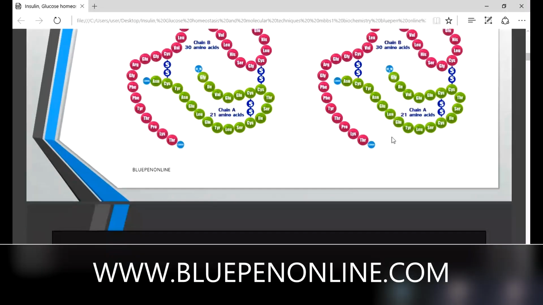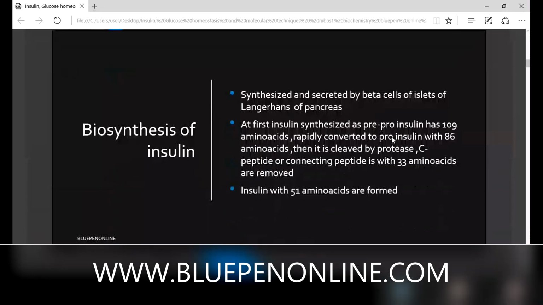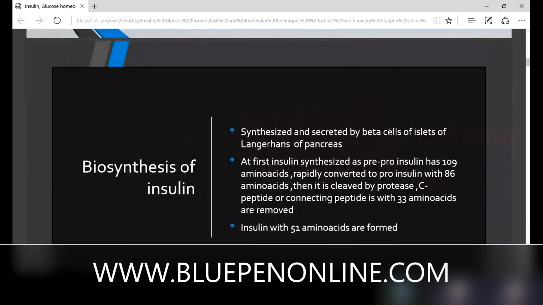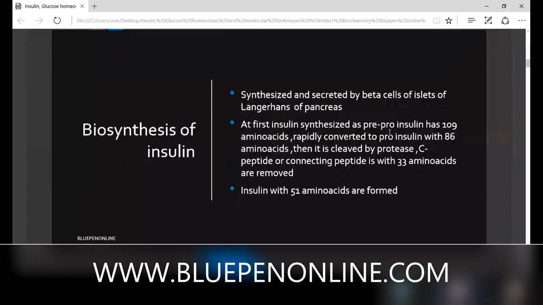Then which one secretes insulin? Insulin is secreted by the pancreas. There are different types of cells in the pancreas. Which cells secrete insulin: alpha, beta, delta? Beta cells of the islets of Langerhans of the pancreas secrete insulin.